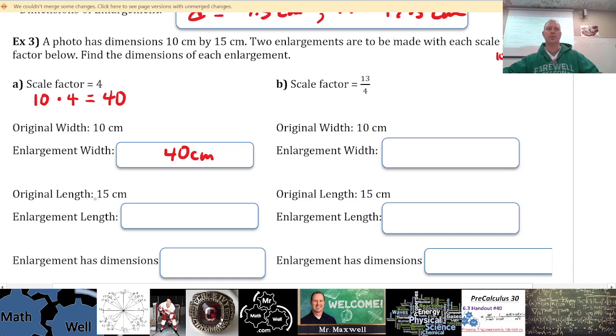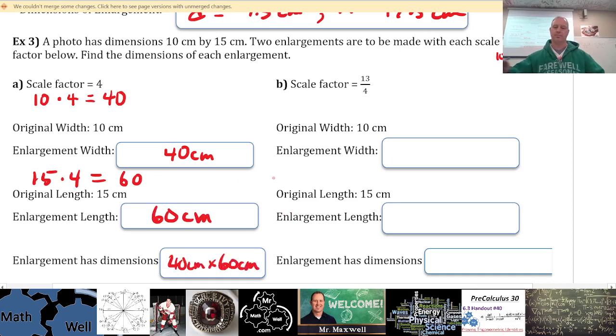Working down, the original length is 15 centimeters, so we're going to do 15 times 4, which is 60. So that's 60 centimeters. Enlargement dimensions: 40 centimeters by 60 centimeters. And in this section, we're just calculating enlargements, so we're not going to work with reductions just yet. That'll be next section. So this is pretty straightforward, right?